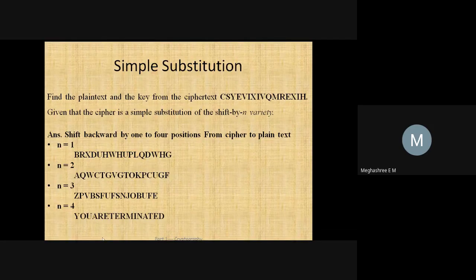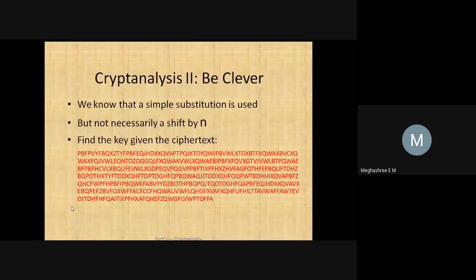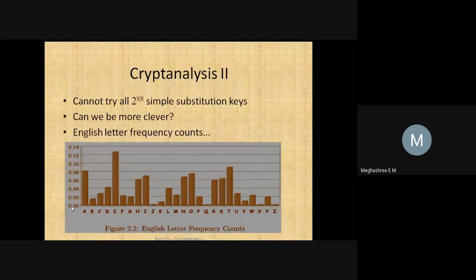So when I try n equal to 4, I got a statement saying you are terminated. Now obviously it is in readable form. The attacker will conclude that this is the plain text and n equal to 4 is the required key. Okay, I hope this is clear. Yes? Okay. Then we'll move to the next topic.